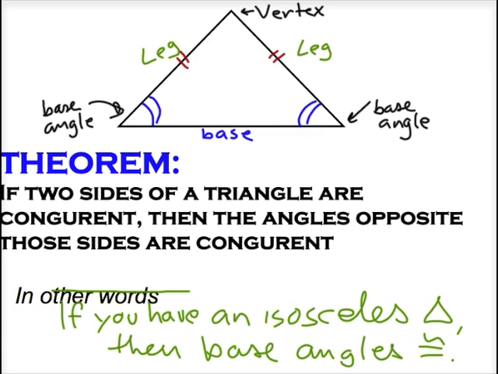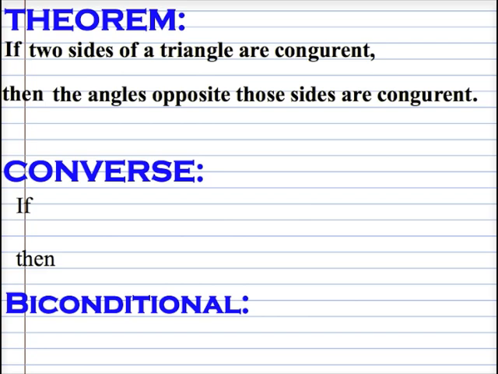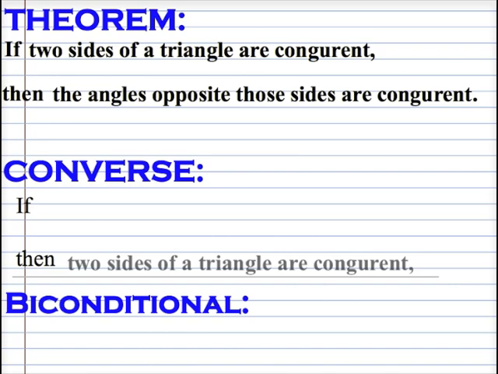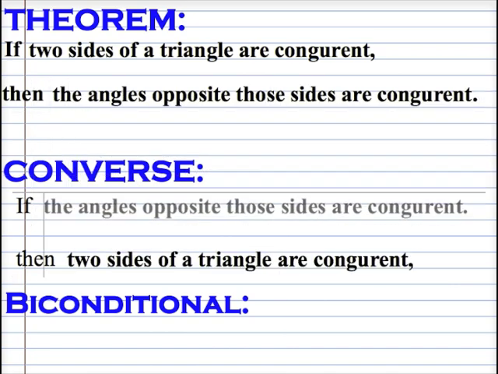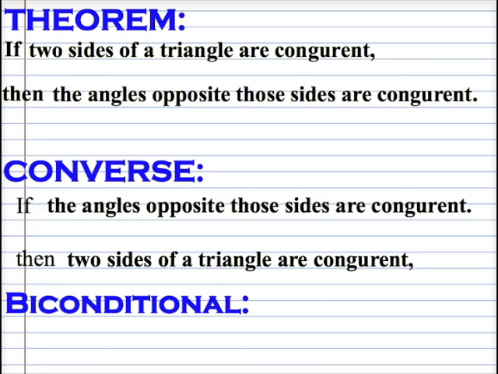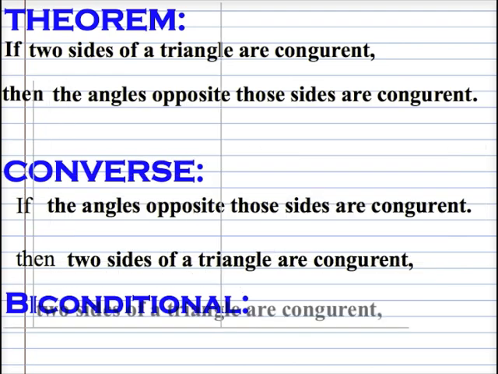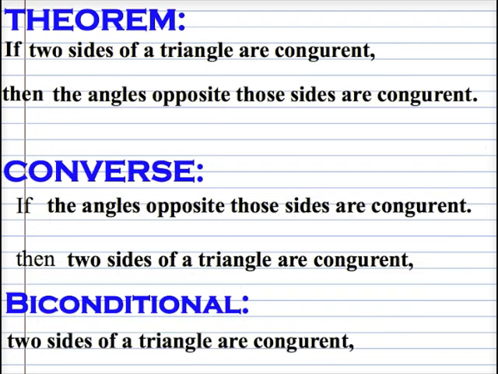Actually, before we work on that example, one thing about this theorem is its converse is also true. Remember, the converse of an if-then statement takes the hypothesis and changes it around with the conclusion. So the original theorem was if two sides are congruent, then the base angles are congruent. The converse would be if the base angles are congruent, then the sides are congruent. In other words, if the base angles are congruent, then we know we have an isosceles triangle. So the biconditional says two sides are congruent if and only if the two angles are congruent.